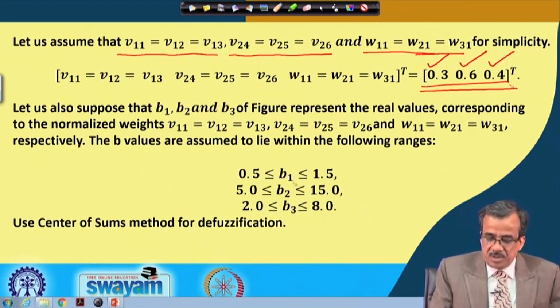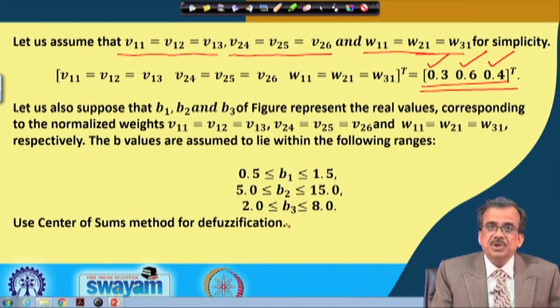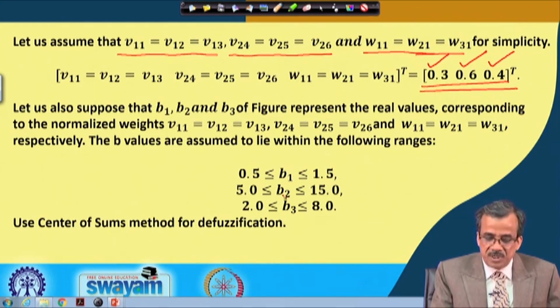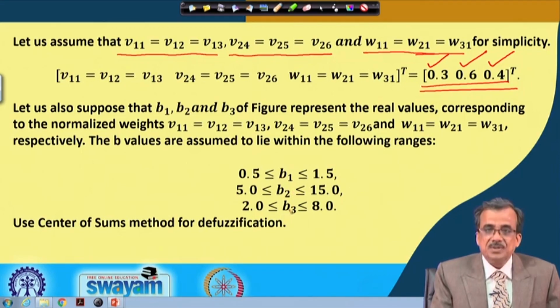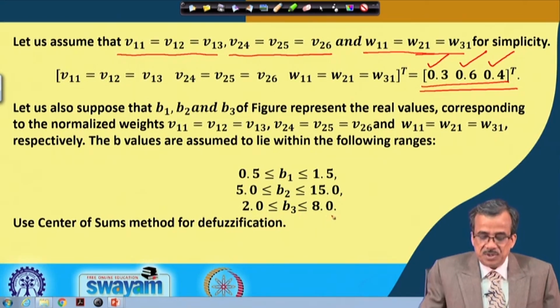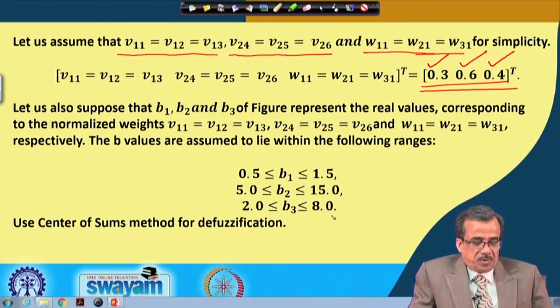Now, here the range for B1, B2 and B3. B1 is going to represent the half base width or base width of the triangular membership function distribution used to represent I1. B2 is the half base width or the base width of the triangular membership function distribution used to represent I2, and B3 is going to represent either the half base width or base width of the triangular membership function distribution used to represent the output.